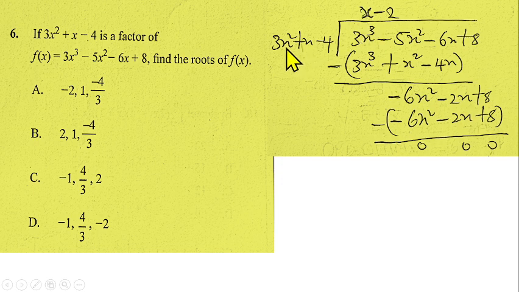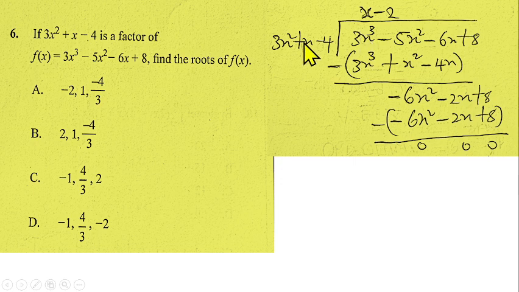Then x times 3x squared will give us 3x cubed. Then x times x will give us x squared, plus 8x squared. Then x times minus 4 gives us minus 4x. Then you now subtract, introduce minus. So this one becomes minus, this will become minus as well, this one becomes plus. So 3x cubed minus 3x cubed gives us 0. Then minus 5x squared minus x squared will give us minus 6x squared. Then minus 6x plus 4x will give us minus 2x. Then bring the plus 8 down.